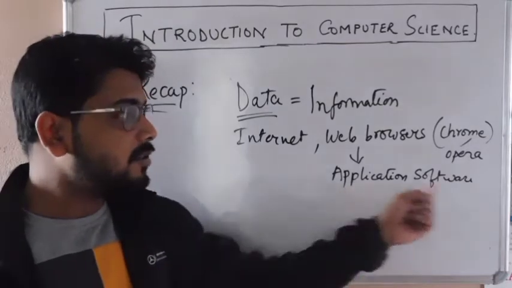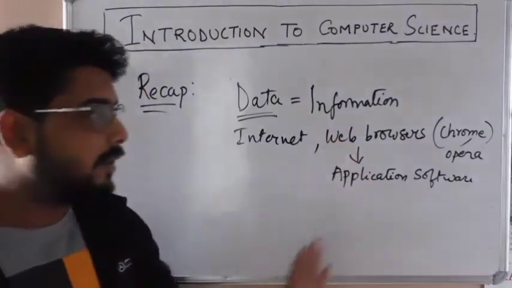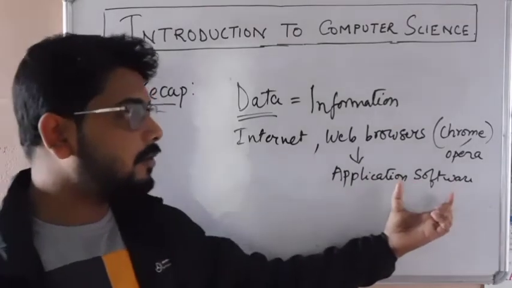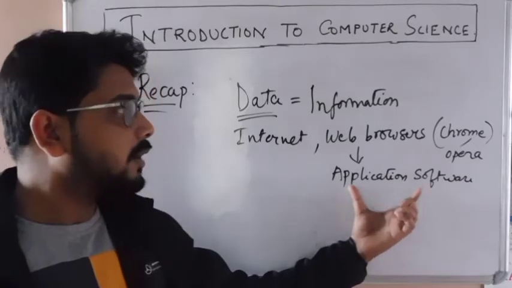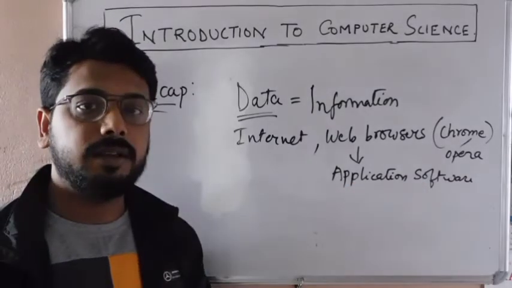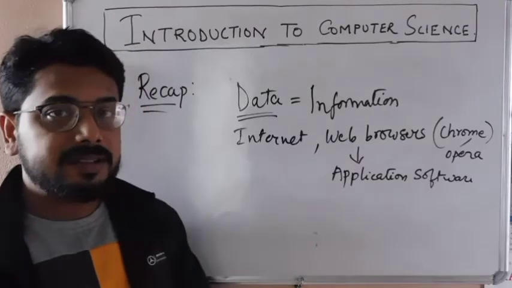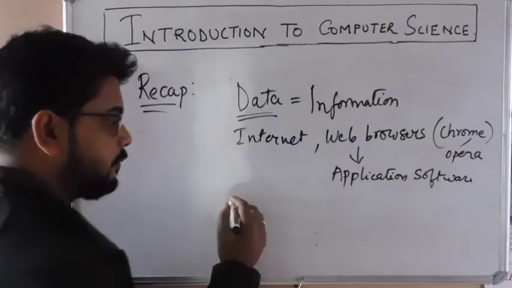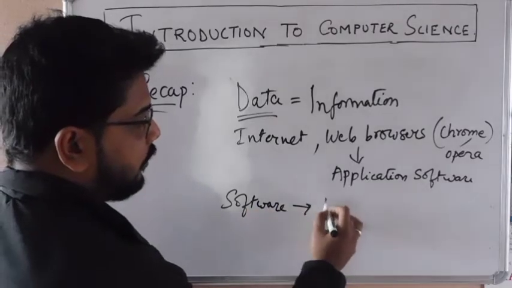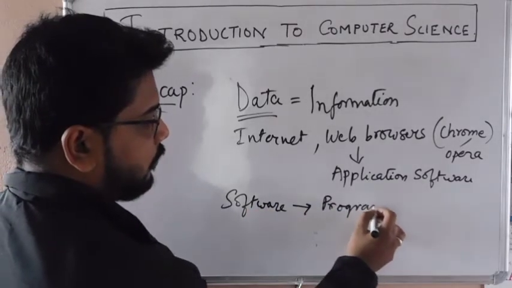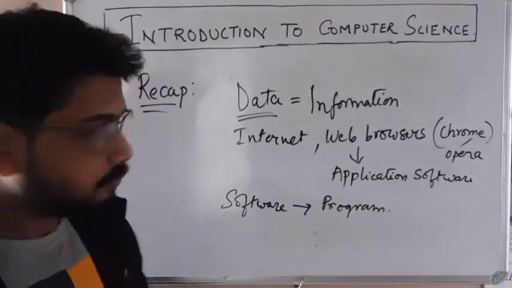Now, application software is just a category of software. No need to get confused about that. Now, this software is made, how is it made? It is being built with the help of certain programs, okay? So what is the relation between a software and a program, that we are going to learn in today's lecture.